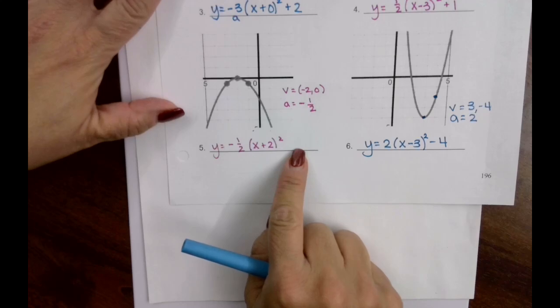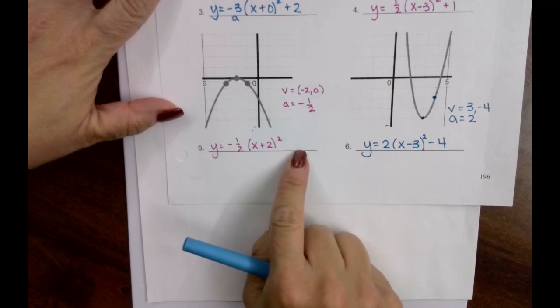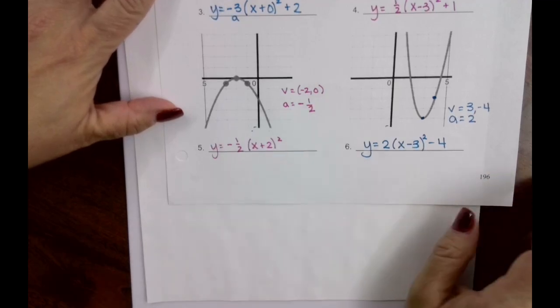So as we get into more and more practice, it's not moving up or down, so we don't even want to put that +0. So if you put that on there, go ahead and erase that off. It should look like this. Okay, that's it.